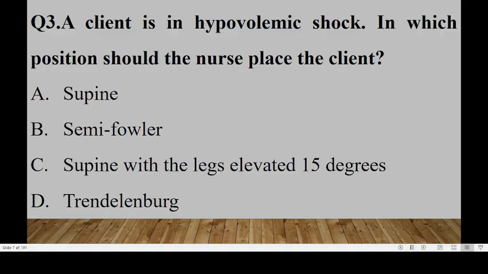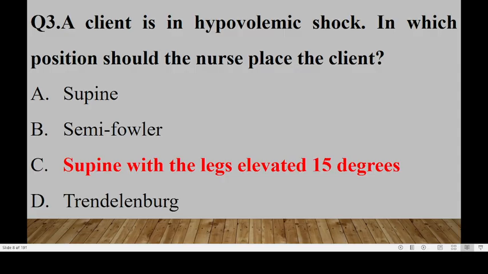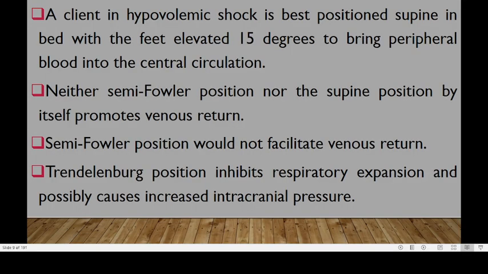Number 3: a client is in hypovolemic shock. In which position should the nurse place this client? Hypovolemic shock. We are supposed to put the patient in supine with legs elevated at 15 degrees. A client with hypovolemic shock is best positioned supine in bed with feet elevated 15 degrees, and this is to bring peripheral blood into the central circulation.